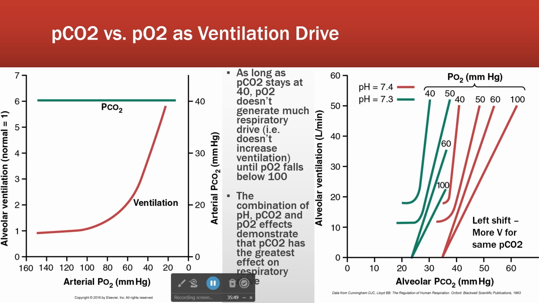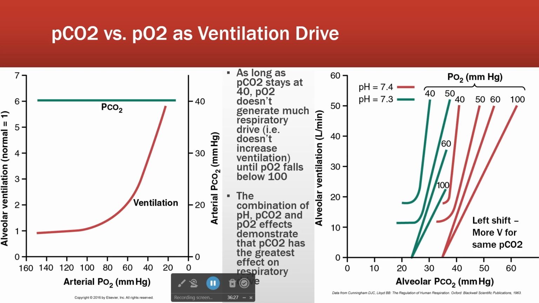Alveolar ventilation. Okay, so this is our respiratory drive, right? In other words, how vigorously are we breathing? Arterial PO2 is on here. Look, it's reversed. Okay, so 0 is over here, 160. So high to low. And then on this graph is PCO2. And all you really need to know is this top one. Because what we've done in this graph is we've said, okay, if our PCO2 stays at 40, how does our alveolar ventilation change as arterial PO2 changes?